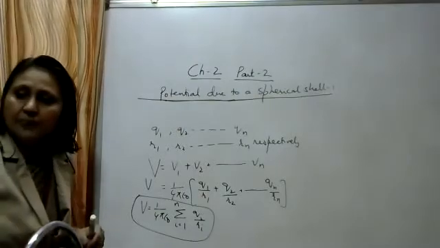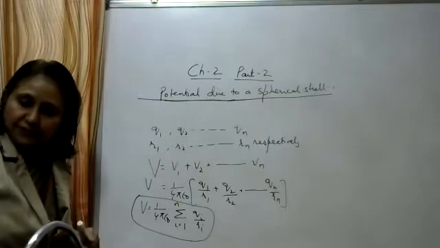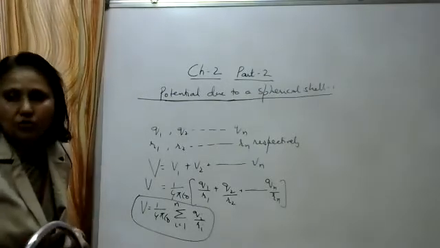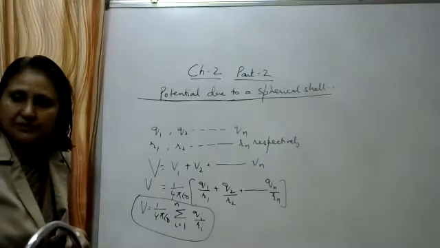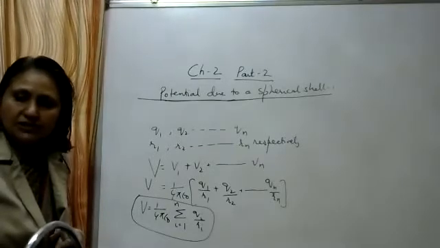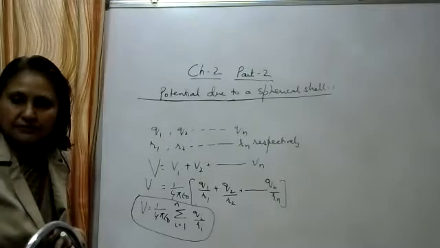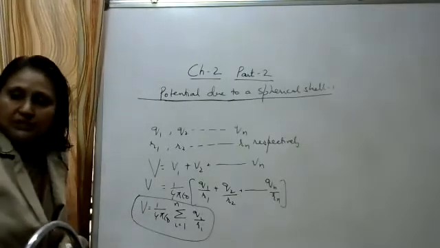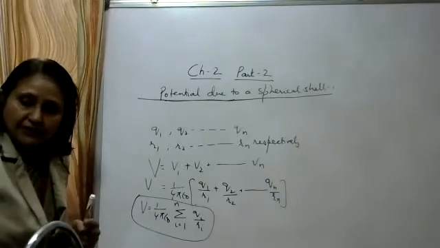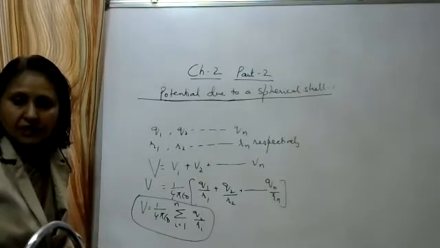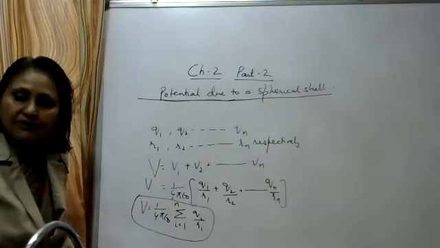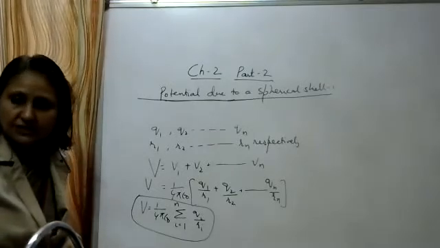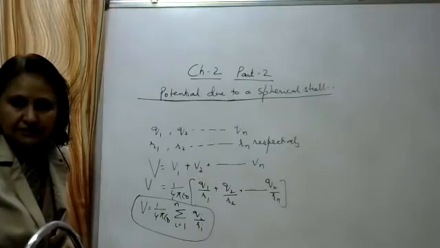What is Gauss theorem? The closed surface integral of the electric field is equal to 1 upon epsilon naught times the total charge enclosed inside that surface. That is, closed integral E dot ds is equal to Q upon epsilon naught. Using that Gauss law, we have found out the electric field outside the shell. Outside the shell, we have seen that the electric field is the same as that of a point charge. So it appears as if the whole charge is concentrated at the center of the sphere.